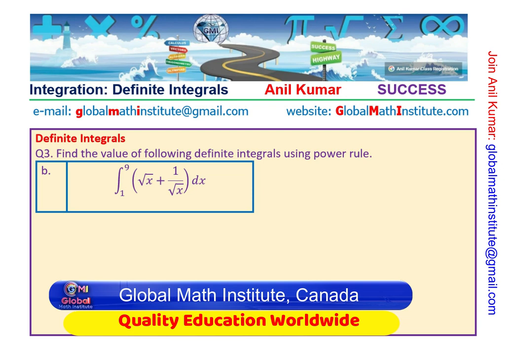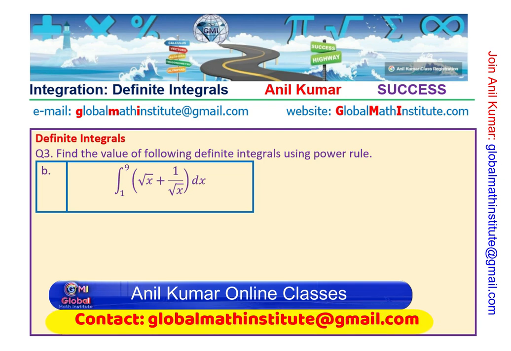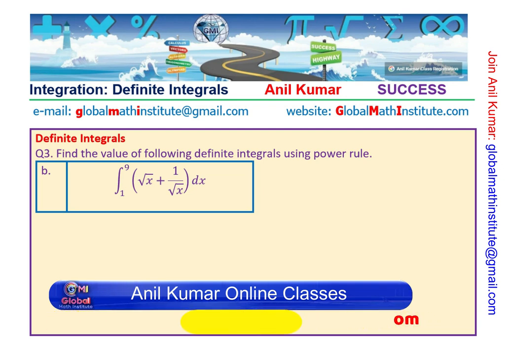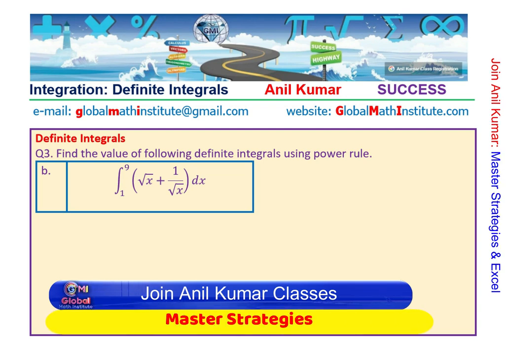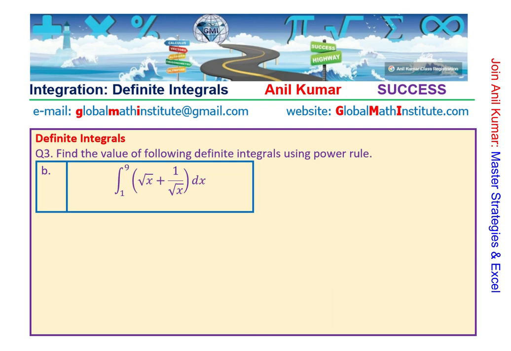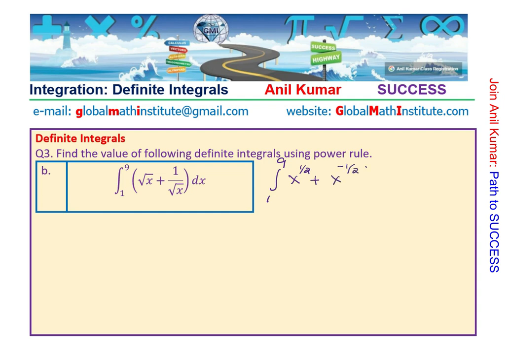So it is from 1 to 9, square root of x, 1 over square root of x. They are continuous within this interval. Discontinuity here is x less than or equal to 0, right? Now, you can rewrite this expression as integral 1 to 9, x to the power of half, we'll add 1 to half, right? Plus x to the power of minus half dx. Make sense?